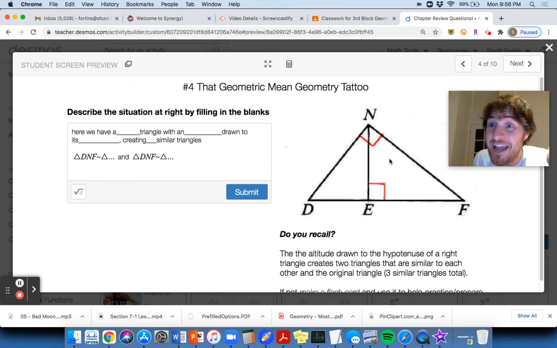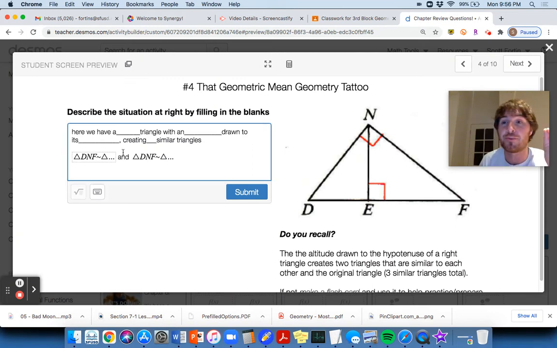We proved that because of AA. So triangle DNF, let's see if I can maybe type in here. My computer's being very slow. So angle D is congruent to angle D. DNF is this big triangle here, but angle D is also congruent to angle D by reflexivity in this smallest triangle. We'll call this the largest triangle. Remember this? The largest triangle, the smallest triangle, and then the second largest triangle, or the medium triangle.